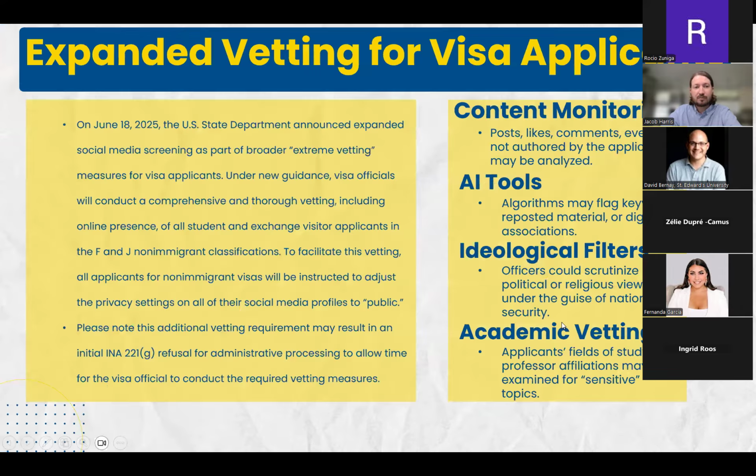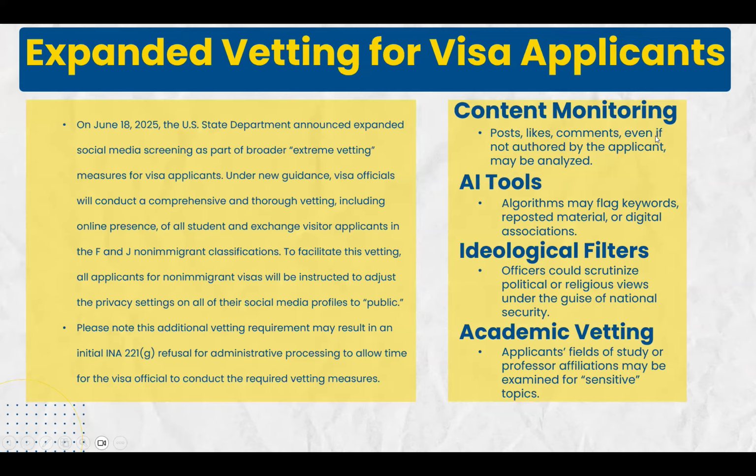Okay, so I'd like to get started with some recent information that changed last year. The U.S. State Department announced in June of last year that they were going to begin some extreme vetting for visa applicants, which basically means that they're going to be screening your social media as part of an extreme vetting measure for visa applicants. With this new guidance, visa officials will conduct a comprehensive and thorough vetting, including all online presences of all students and exchange visitor applicants in the F and J non-immigrant categories.